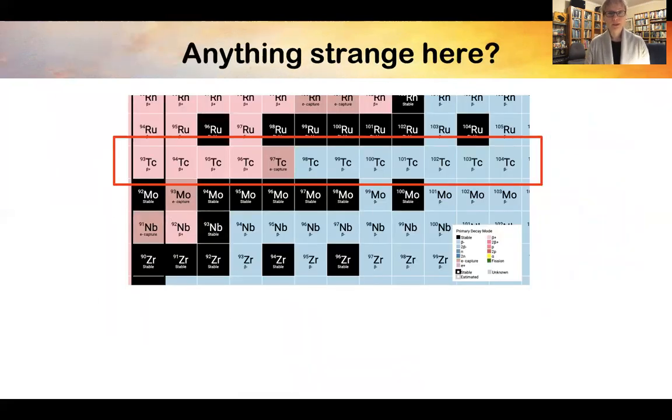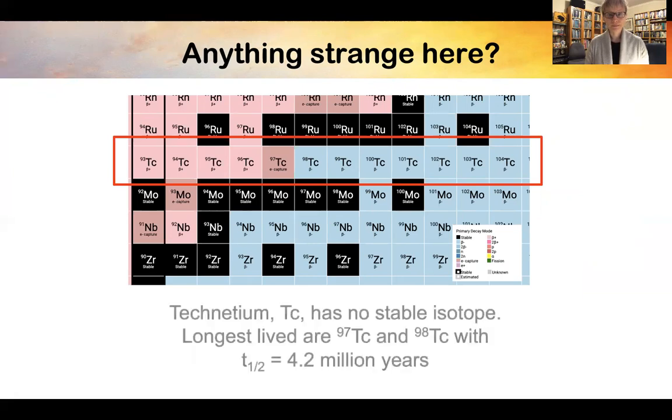Okay. Now, this is a section of the chart of the nuclides around zirconium to ruthenium. So focusing on this region of the chart of the nuclides, now, anything strange here? You notice that this element, technetium, has no stable isotopes. The longest lived are technetium 97 and 98, which have almost the same half-lives of about 4.2 million years.